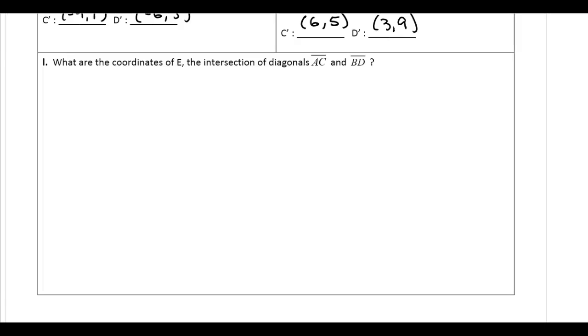This is part 8 of the video solutions for the coordinate geometry quiz review worksheet. In this video, I'm just going to cover part I here at the bottom of this page. And we want to determine what are the coordinates of E, the intersection of the diagonals AC and BD.